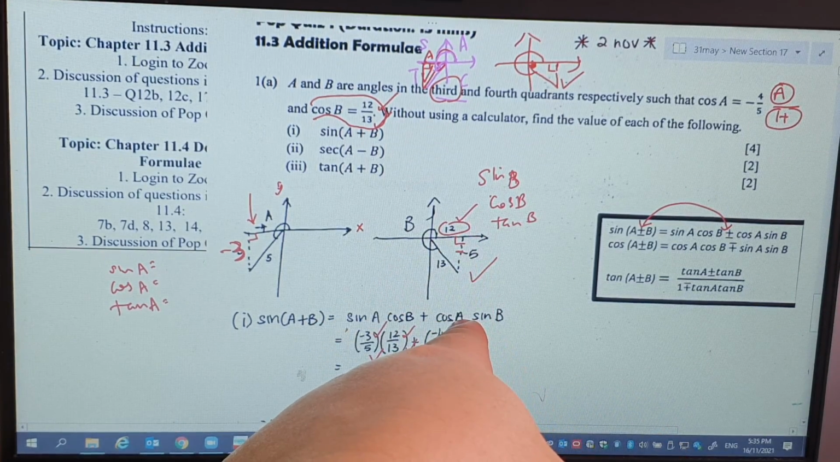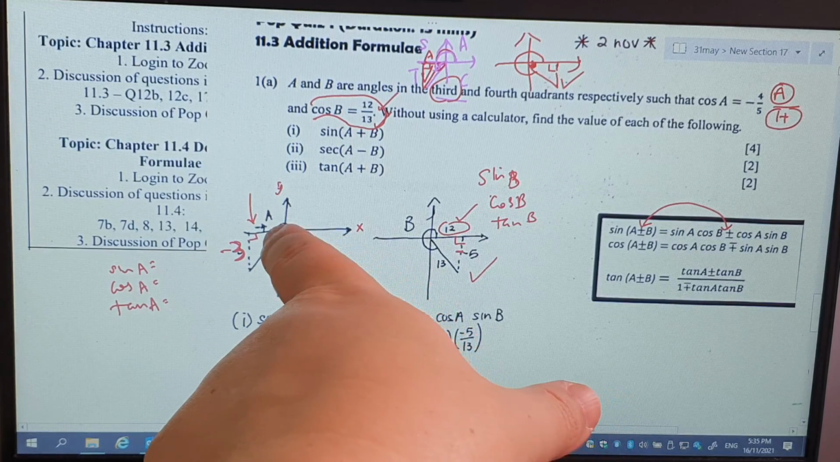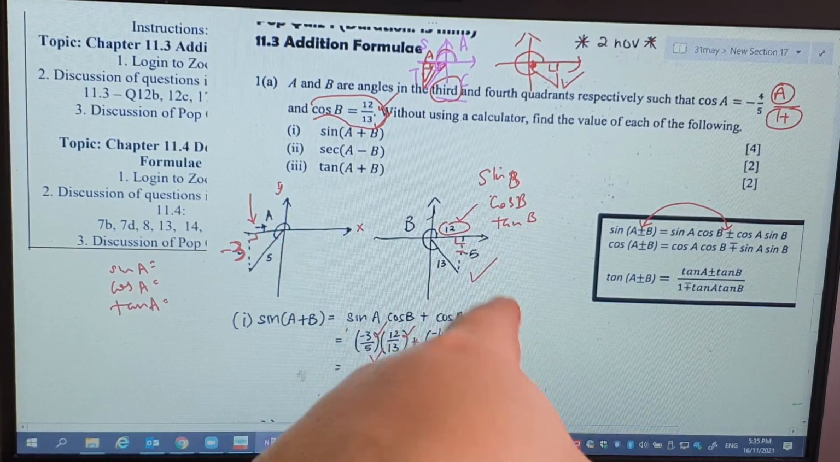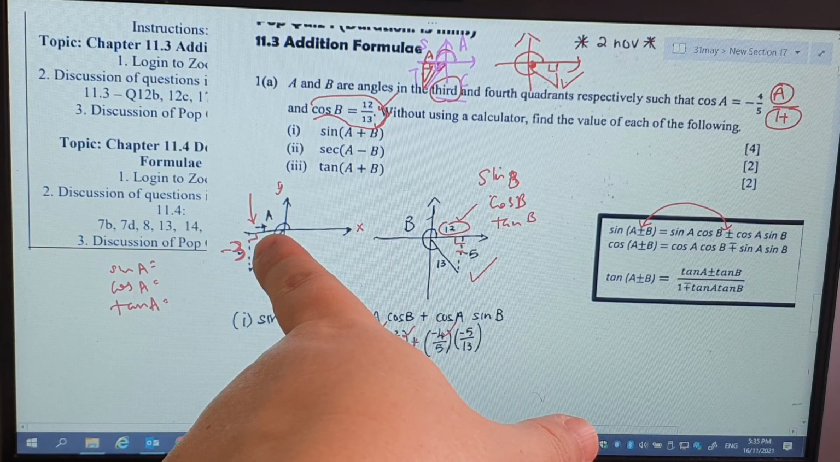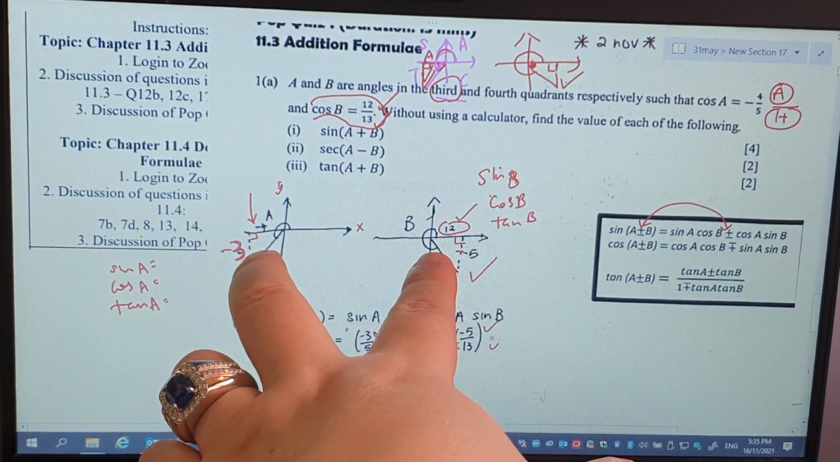So you look carefully at the angle. If I want cosine A, then you look at this. If I want sine B, I'll look at this. So I think you should be able to get all these values by referring to these two diagrams.